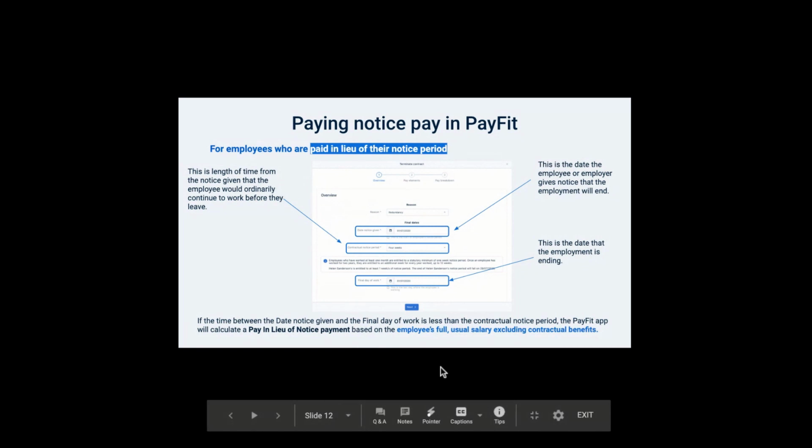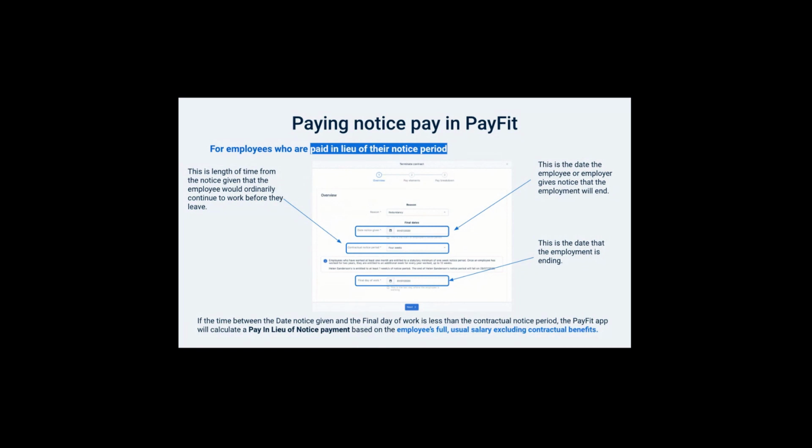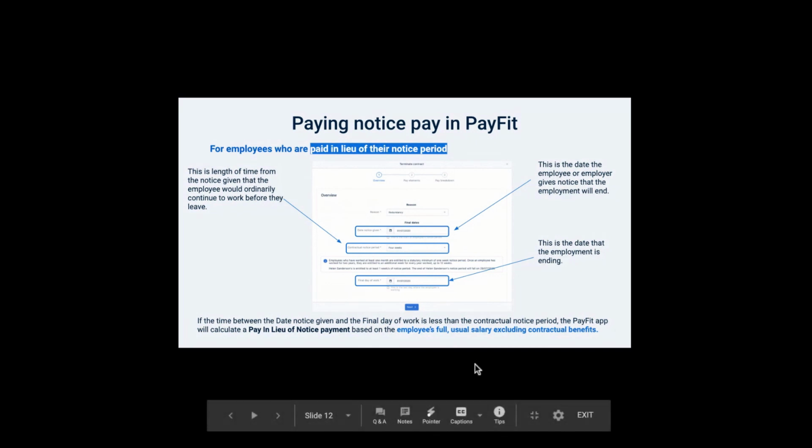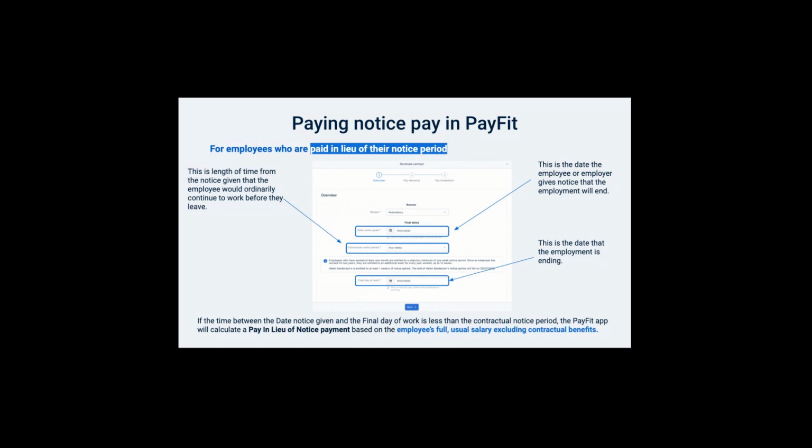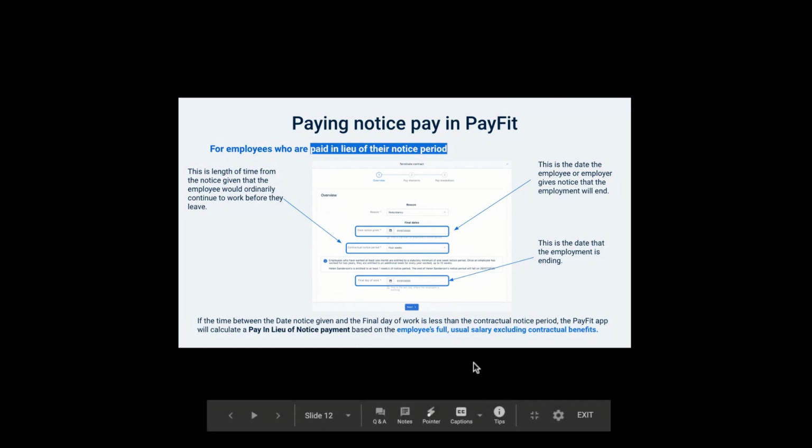Now, the pay in lieu of notice period in the app will be based on the employee's full 100% pay, excluding any contractual benefits. So if your employee is entitled to any contractual benefits, you will have the option in the termination screen to override this at a later date.